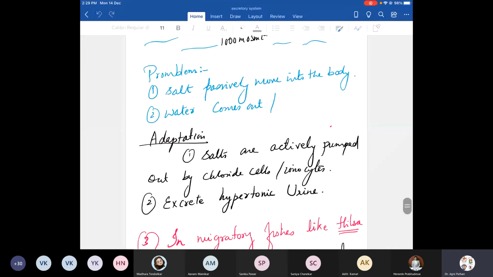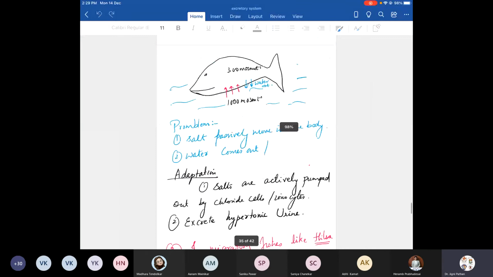So what are the adaptations? The first adaptation is salts are actively pumped out. The way the ionocytes or chloride cells take up salts, here they pump out the salts into the water. Excrete hypertonic urine. Okay, excrete hypertonic urine. Please write down.